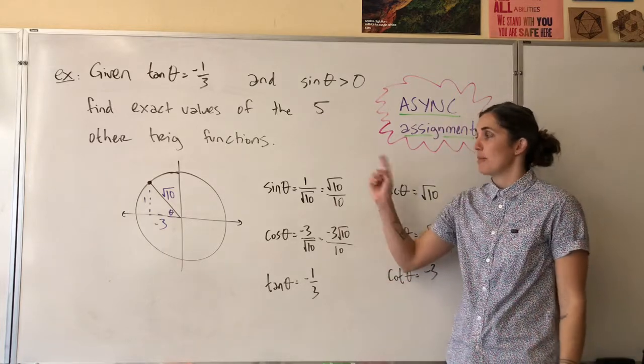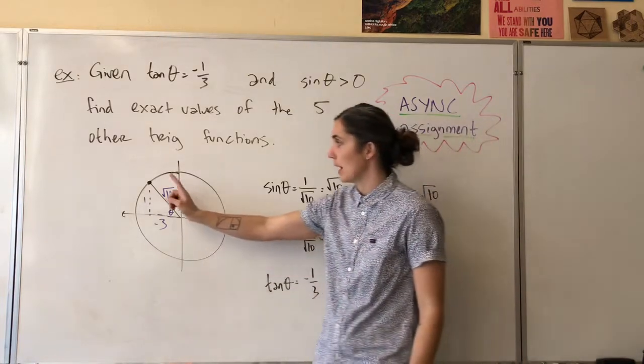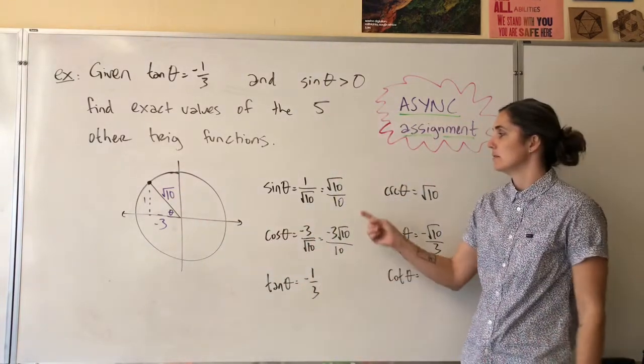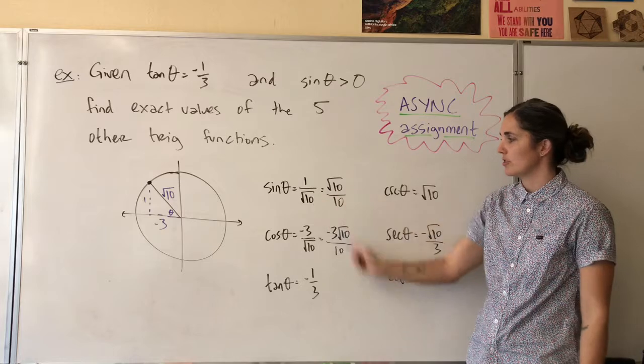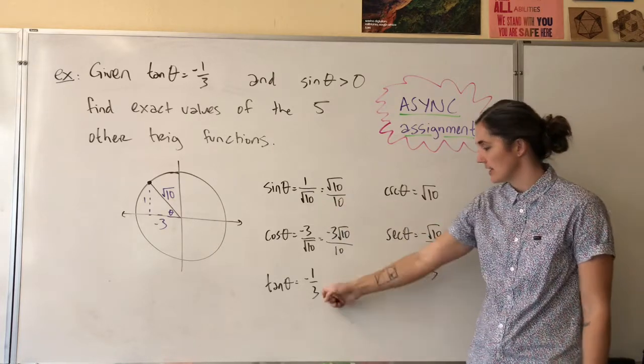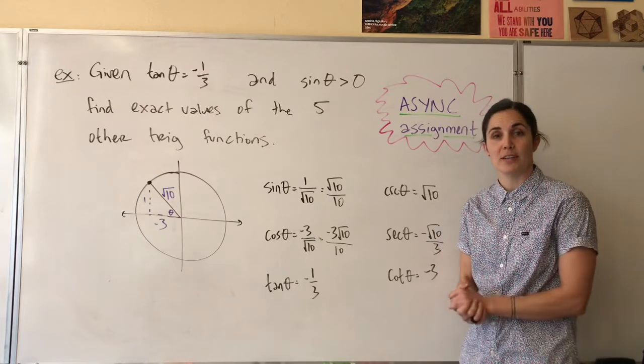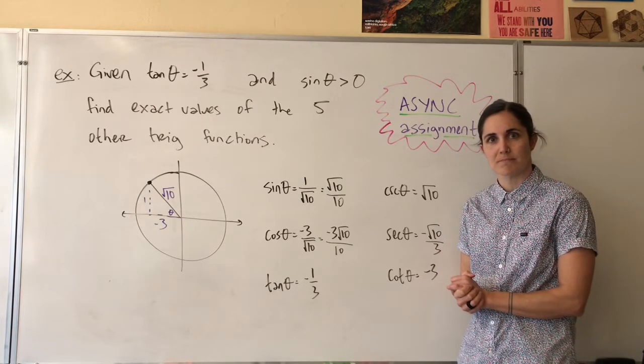Quick answer check from last time. You found the hypotenuse, rationalized your answers, cosine and secant, as well as tangent and cotangent were all negative. Let me know if you didn't get this and you have some questions.